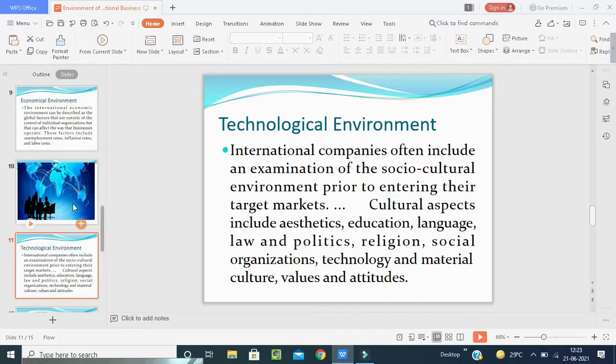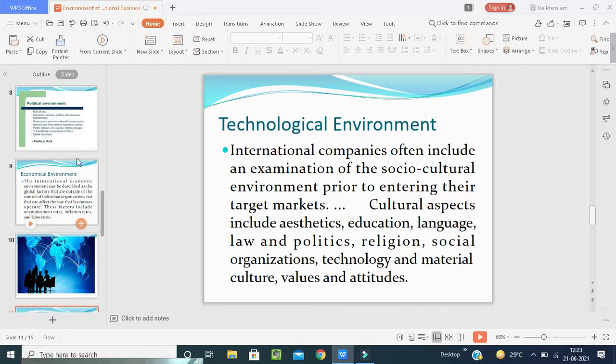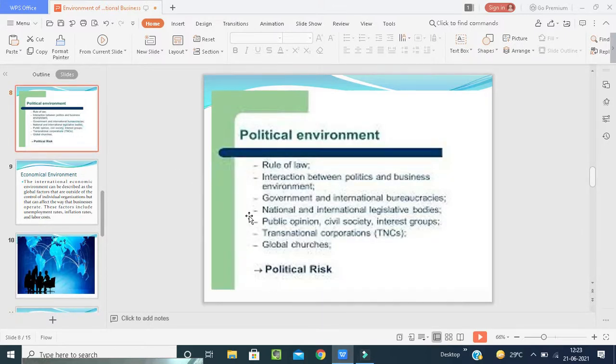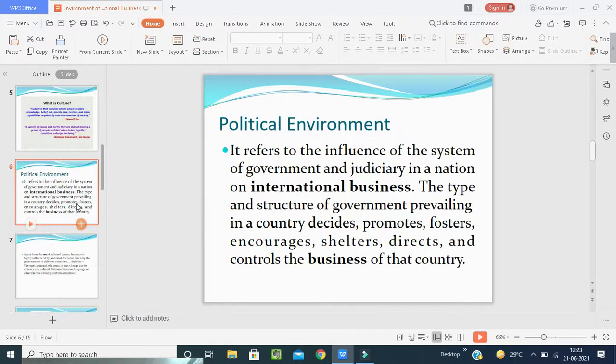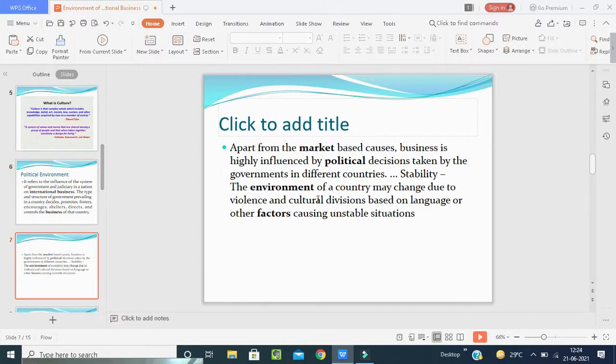Next one is political. See, in the political environment, what is happening? The rule of law. It refers to the influence of the system of government and judiciary in a nation or international business. The type and structure of the government prevailing in a country decides, promotes, fosters, encourages, shelters, directs, and controls the business of that country. That's the reason, apart from the market-based causes, business is highly influenced by political decisions taken by the government in different countries.